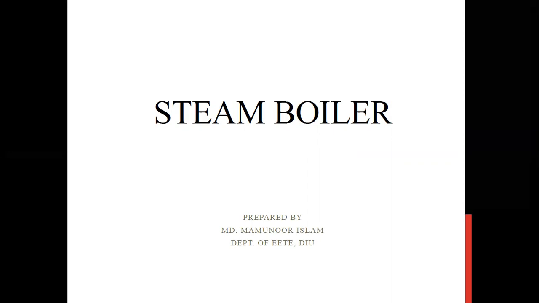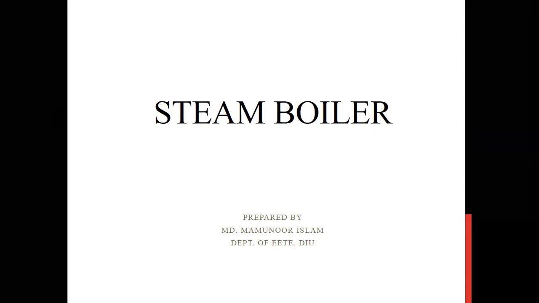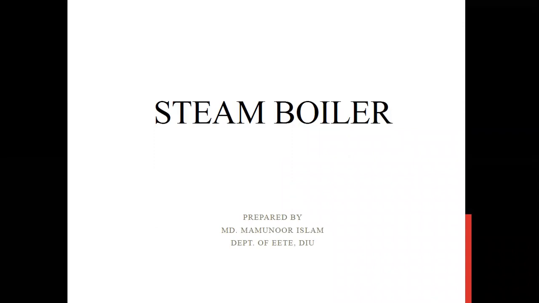So my students, remember, steam power plant is also known as thermal power plant. I suggest my students have a notebook so you can take some important notes during this class. Steam power plant is also known as thermal power plant.